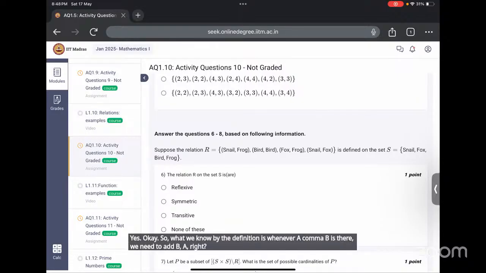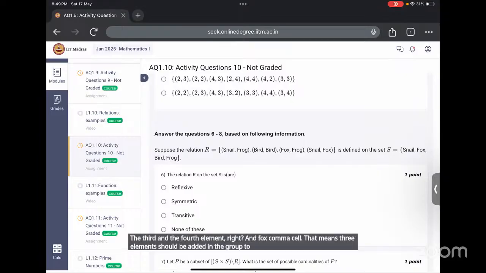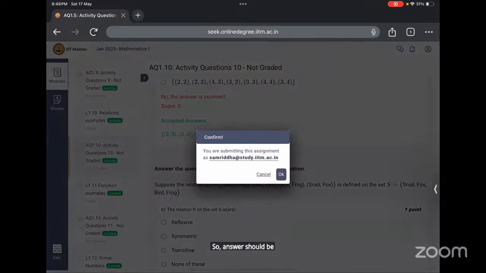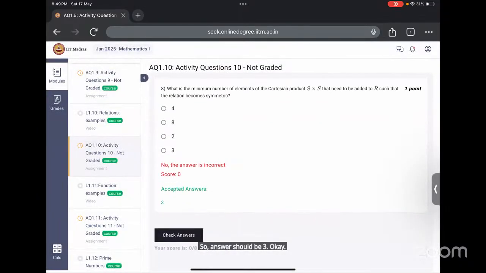Right. So here we have snail comma frog. So we have to add the symmetric element of that one, right? And frog comma snail is not present in the set. So we need to add the symmetric of the first, the third, and the fourth element, right? Frog comma fox and fox comma snail. That means 3 elements should be added to make it symmetric. So the answer should be 3. Okay. Answer is 3.